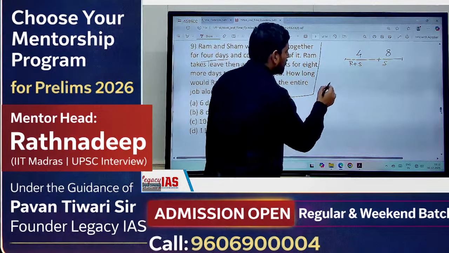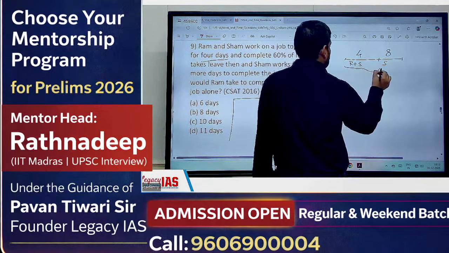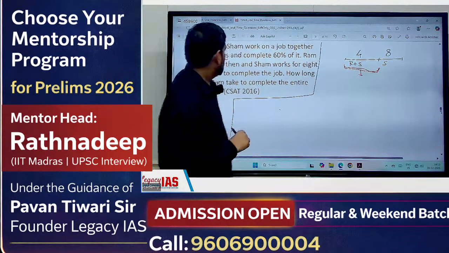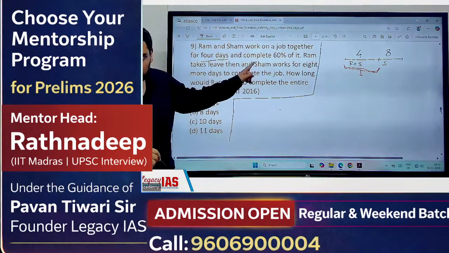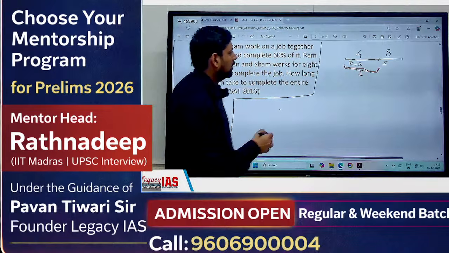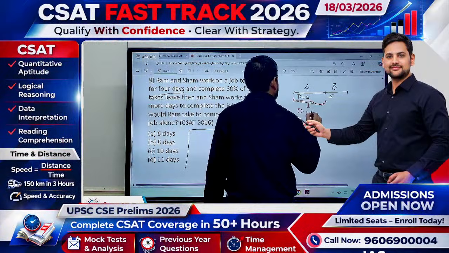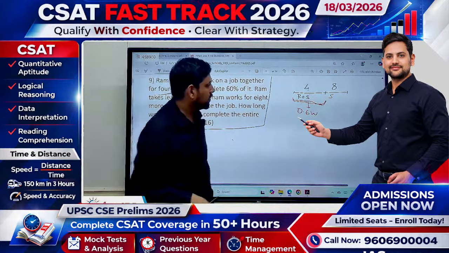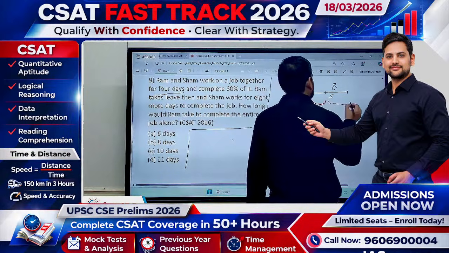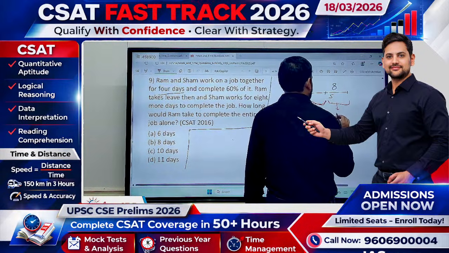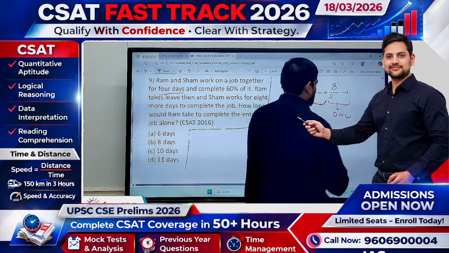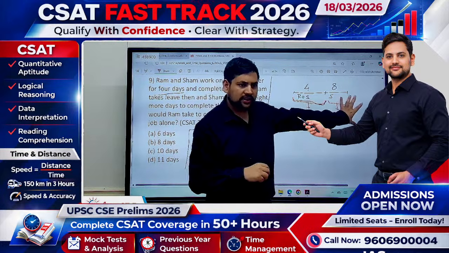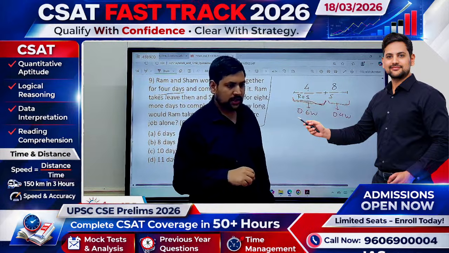Now, one more thing that is given in the question is this. How much work is done in this part? It says both together complete 60% of the work. So how much work is done? 0.6 W, 60 by 100, correct? That means 60% work is done here. Then the remaining 40% work is done in this part.